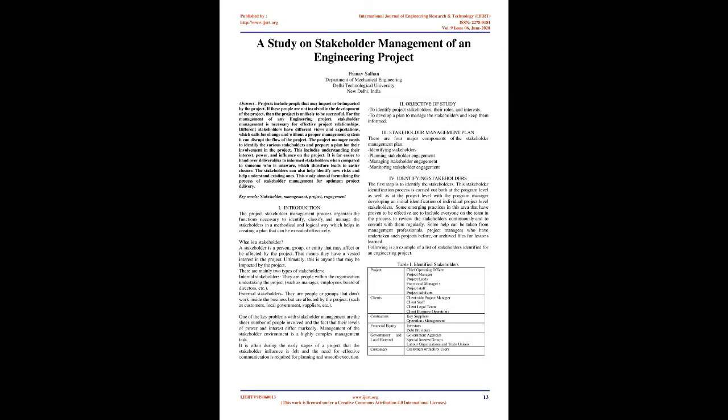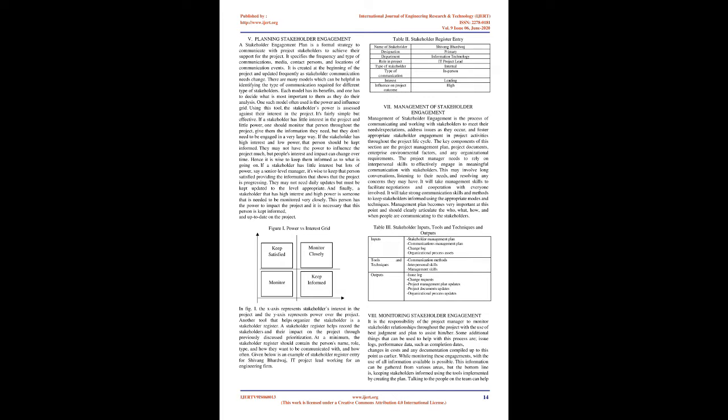Table 1: Identified stakeholders. Project: Chief Operating Officer, Project Manager, Project Leads, Functional Managers, Project Staff, Project Advisors. Clients: Client Side Project Manager, Client Staff, Client Legal Team, Client Business Operations. Contractors: Key Suppliers, Operations Management. Financial: Equity Investors, Debt Providers. Government and local external government agencies, special interest groups, labor organizations and trade unions. Customers or facility users.